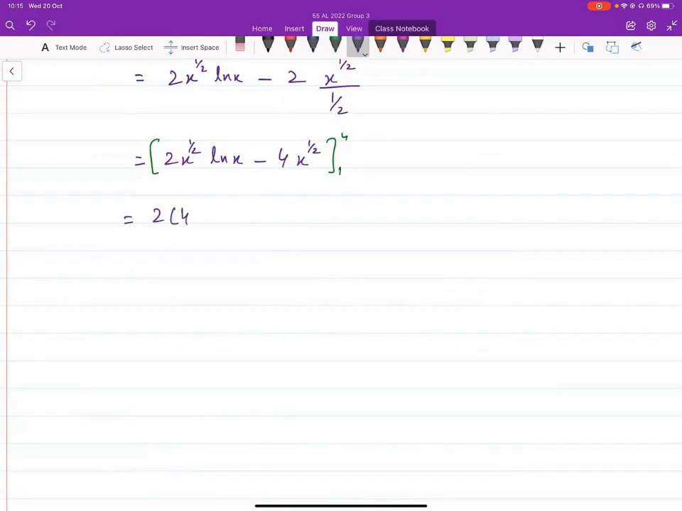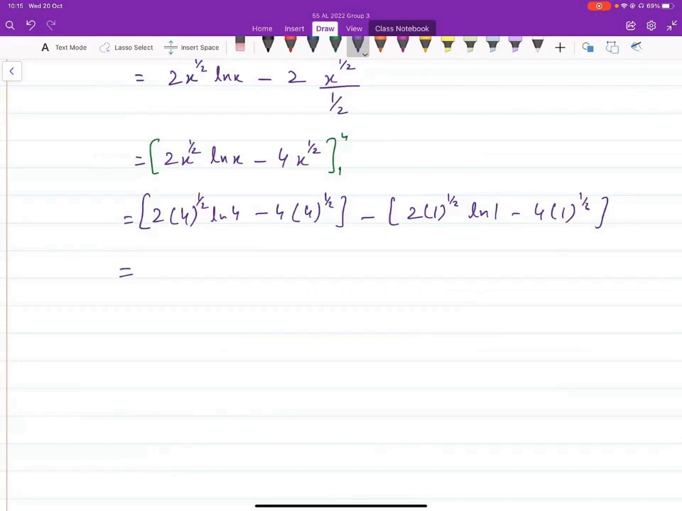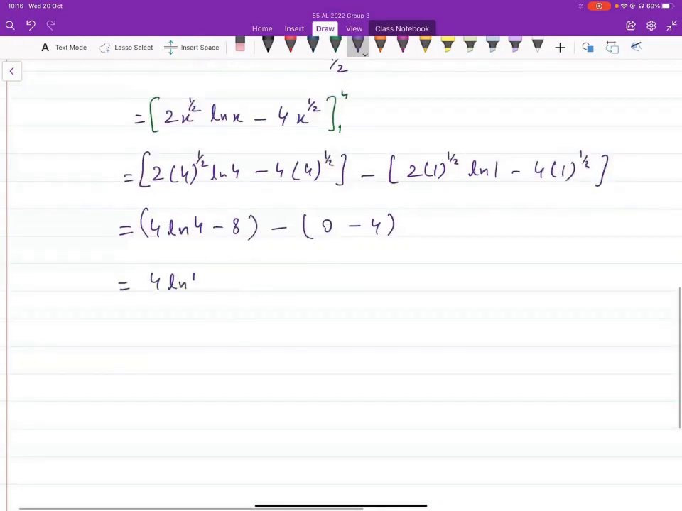So we get 2 into 4 raised to power 1 over 2, square root of 4, into ln of 4, minus 4 into 4 raised to power 1 over 2, minus, when you input 1, you get 2 into 1 raised to power 1 over 2 into ln of 1, minus 4 into 1 raised to power 1 over 2. What does that give you? 2 into 2, that's 4. 4 ln 4 minus 4 into 2, which is 8. Minus 2 into ln 1, that's going to be 0. Minus 4. This becomes 4 ln 4 minus 8 plus 4, which is minus 4.